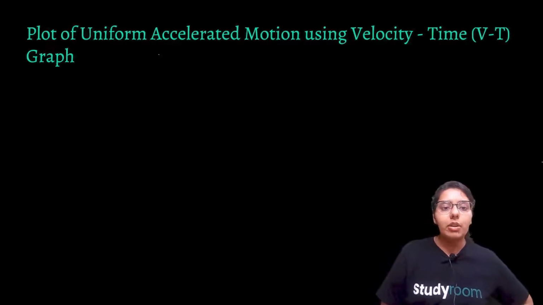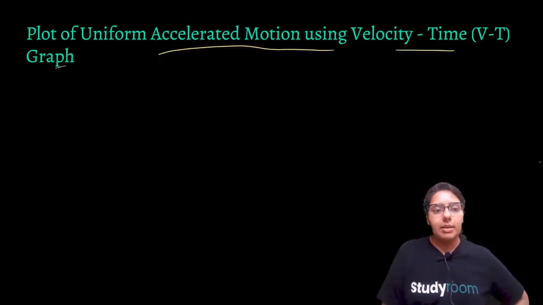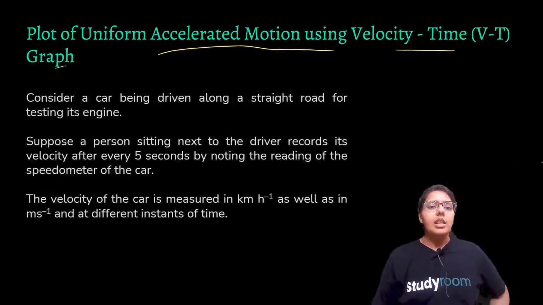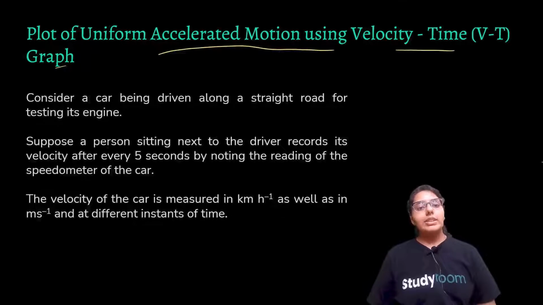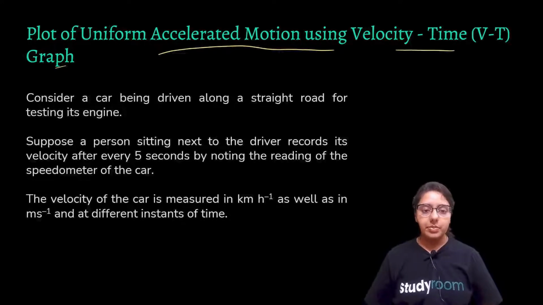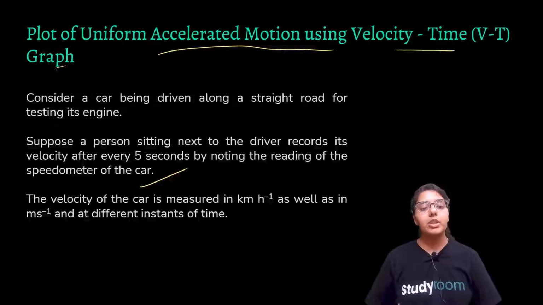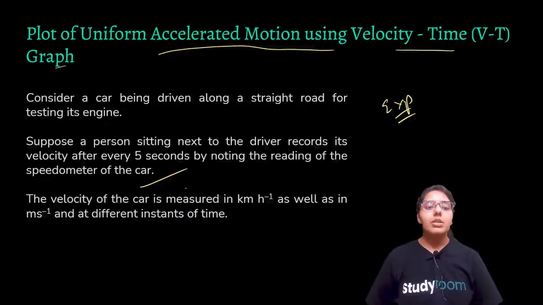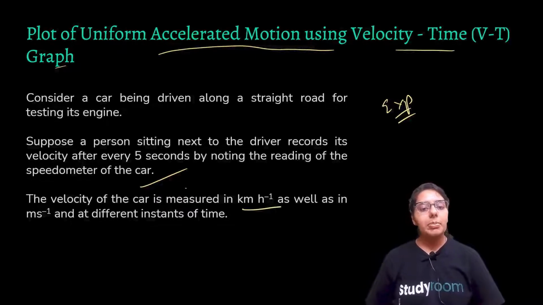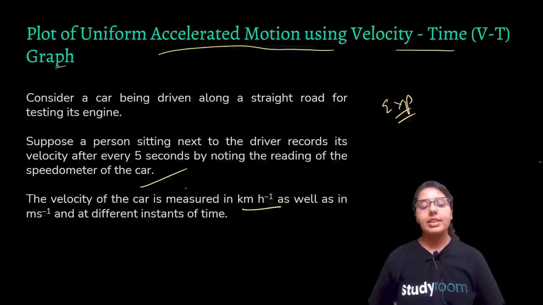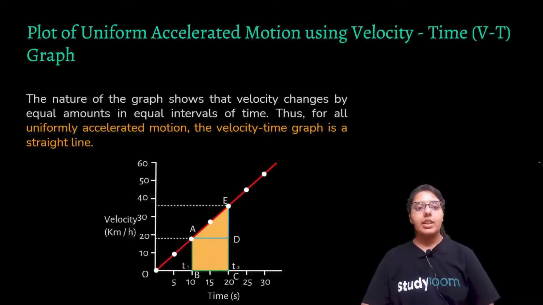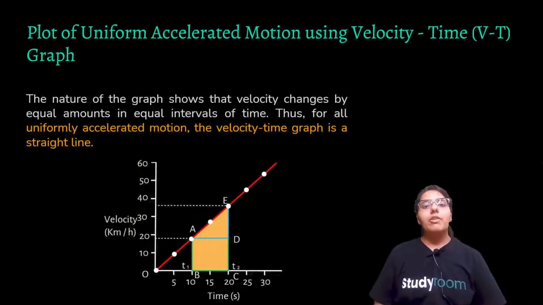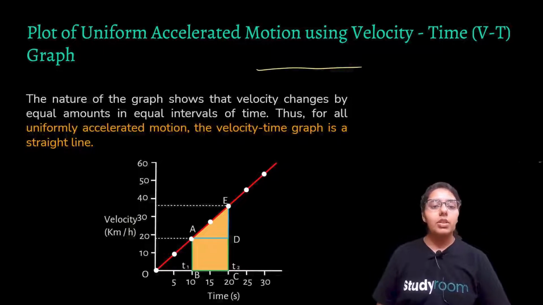So plot of uniformly accelerated motion using velocity time graph. We will just do this. Consider a car being driven along a straight road for testing its engine. Suppose a person sitting next to the driver records its velocity after every 5 seconds by noting the reading of the speedometer of the car. So an experiment has been done. So the velocity of the car is measured in kilometer per hour as well as meter per second at different instants of time.